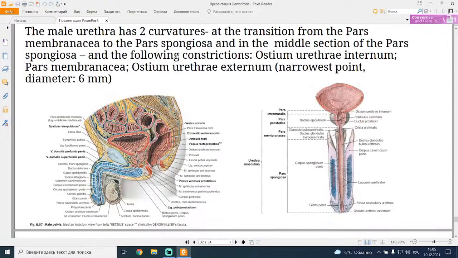The male urethra has two curvatures: at the transition from the pars membranacea to the pars spongiosa, and in the middle section of the pars spongiosa. And the following constrictions: ostium urethrae internum and ostium urethrae externum.